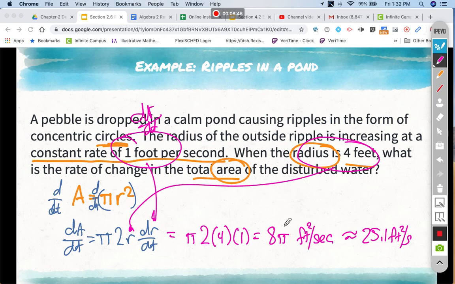But it's important to note, it's only changing at about 25 feet squared per second. The area is only changing at that rate when the radius is 4 feet. Once the radius gets bigger, this rate of change is also going to change. So the rate of change is dependent on the radius. Now this was a constant rate. That kind of helps us there.